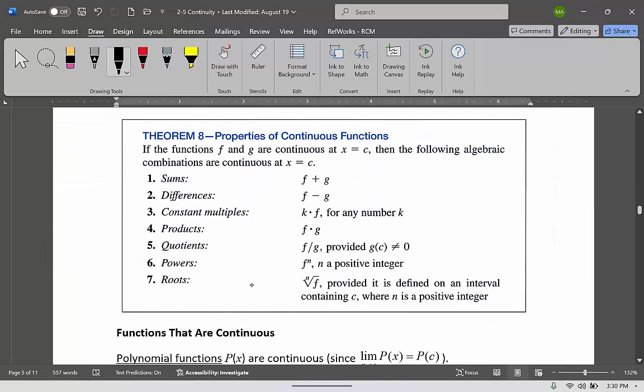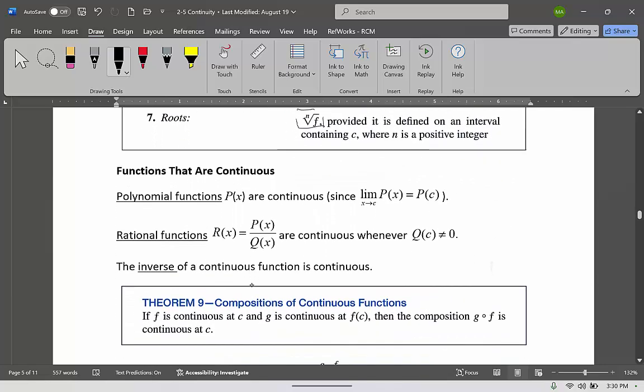All right, so properties of continuous functions. Basically, if two functions are continuous, so is their sum, so is their difference, so is any constant multiple times a continuous function. The product of two continuous functions is continuous. The quotient of two continuous functions is continuous, provided that g of c is not equal to 0. If I raise a continuous function to a power, it's continuous. And if I take the nth root of a continuous function, it's continuous, as long as that nth root exists.